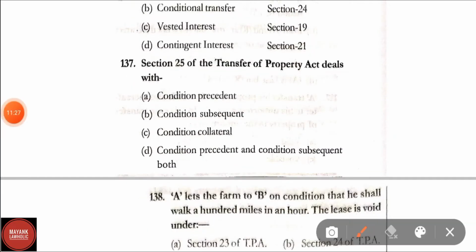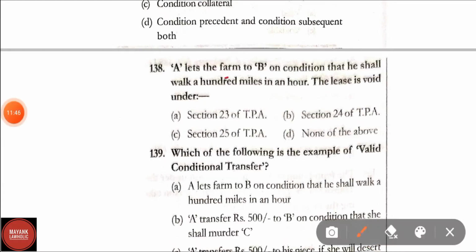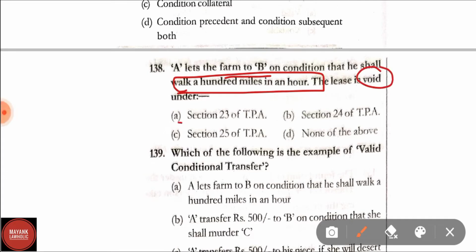Question number 137. Section 25 of the Transfer of Property Act deals with condition precedent. Question 138. A lets the farm to B on a condition that he shall walk 100 miles in an hour. The lease is void under section 23, under section 24, under section 25, none of the above. Here correct answer is option C, that is under section 25 of TPA.